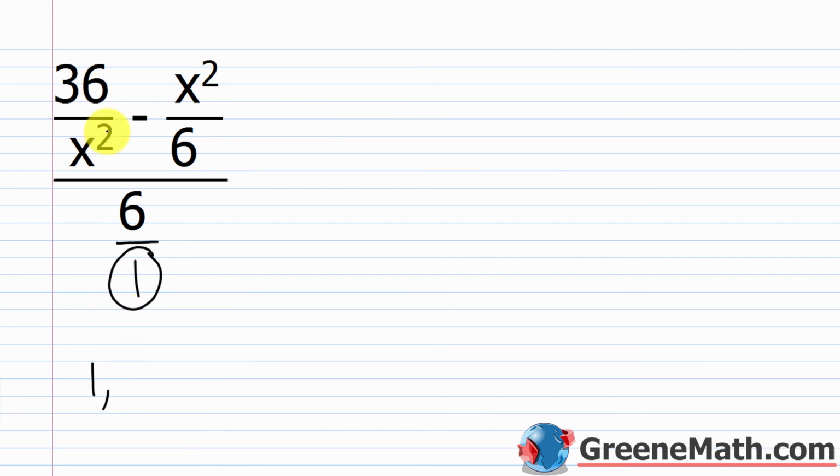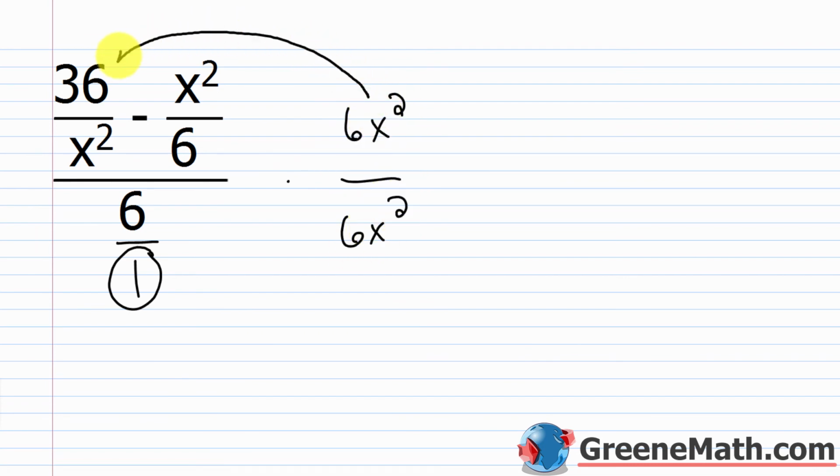And then for 36 over x squared, the denominator is x squared. And then for this guy, x squared over 6, the denominator is a 6. So what would the LCD be? Well, it'd be 6x squared. So then I can erase all this and just say, okay, I'm going to multiply this by 6x squared over 6x squared. So if I do this, 6x squared times 36 over x squared, the x squareds would cancel, and I'd have 6 times 36, which is 216.